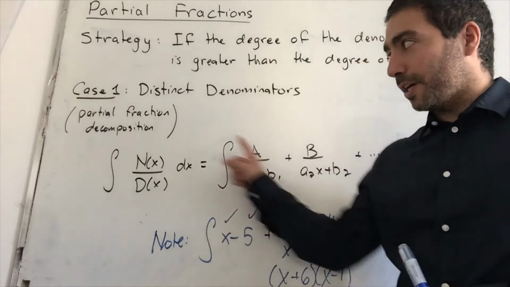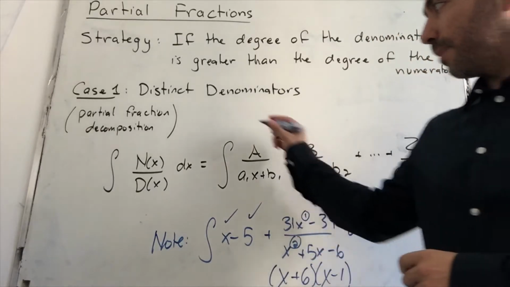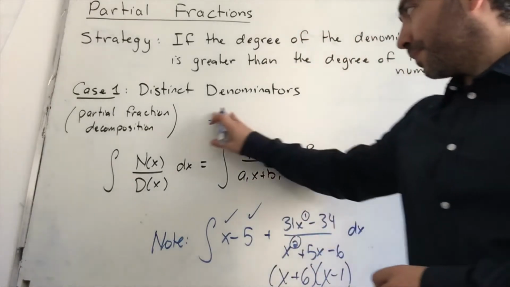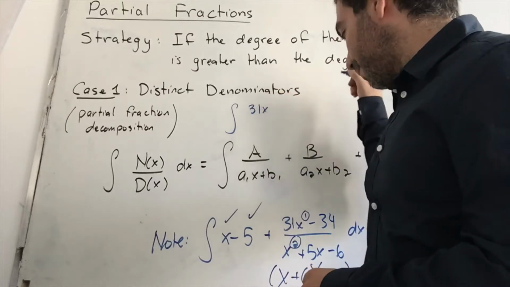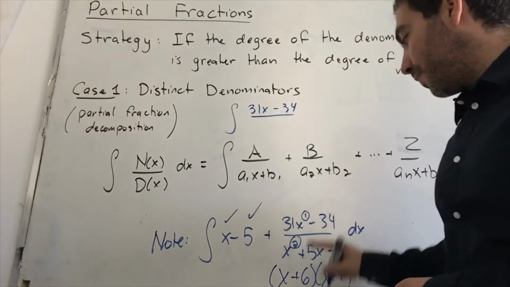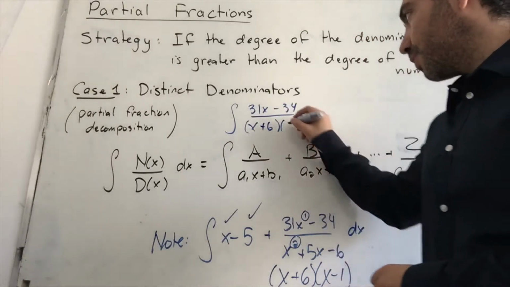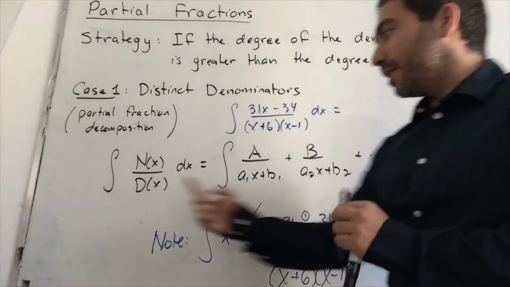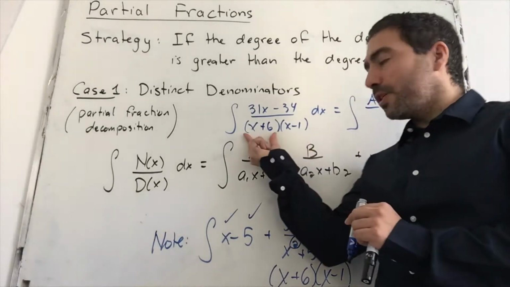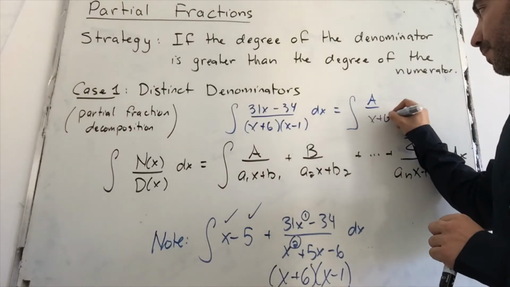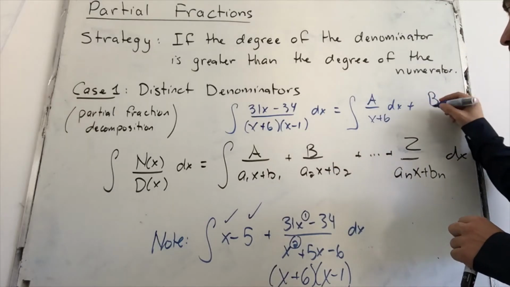So when we use the partial fraction decomposition, we're going to split this up. In this example, if we focus just on this integral, the 31x minus 34 over x squared plus 5x minus 6, which I'll rewrite as x plus 6 times x minus 1 dx, what this is telling us is that we're going to split it up into some number a, we don't know, a over the first denominator, x plus 6, plus some number b, which we're going to solve for later.